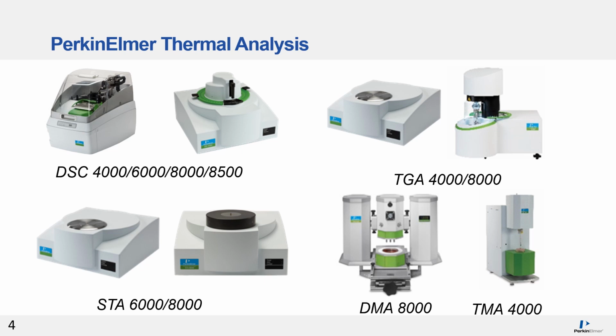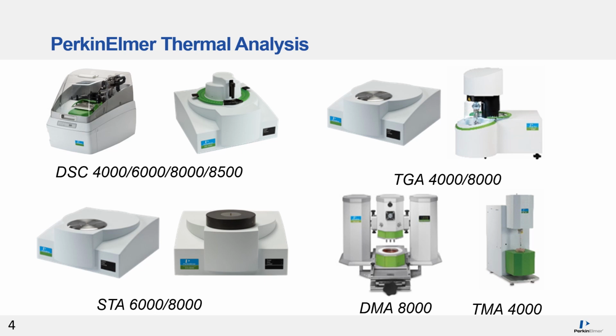Here are PerkinElmer's offerings for thermal analysis. You can see that we have quite a bit of instrumentation that covers this kind of analysis. We provide 4 DSC models, 2 TGA models, 2 simultaneous TGA-DSC models, 1 DMA, and 1 TMA. The DSC 4000 and 6000 are single furnace heat flux DSC models. This is what you will see on the market with all the other competitors that are out there. The DSC 8000 and 8500 are dual furnace power compensating DSCs, and PerkinElmer has a patent on this technology, so we are the only ones that can do that.